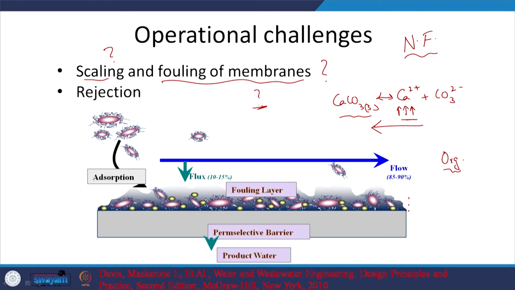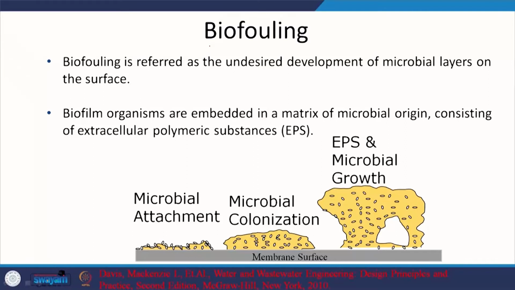What issues is that going to lead to? Rejection, right? Rejection is going to be an issue, and also greater pressures are required for the relevant water flux that you want to achieve. So, that is an aspect to consider, right. So, let us move on.